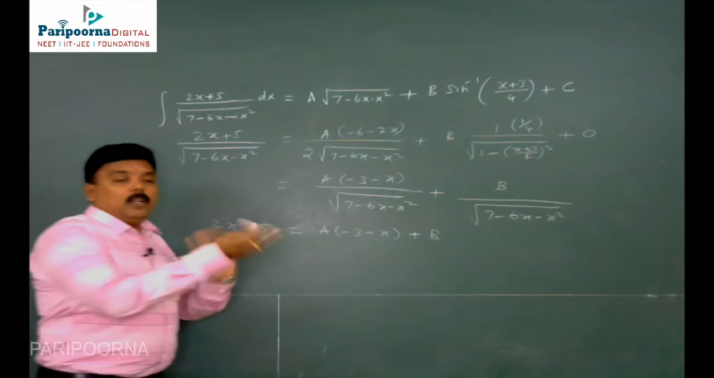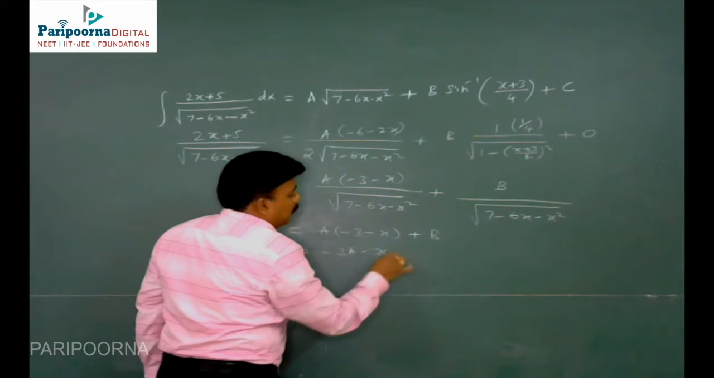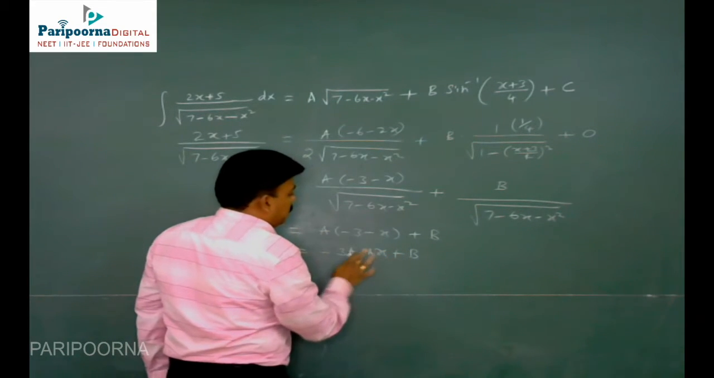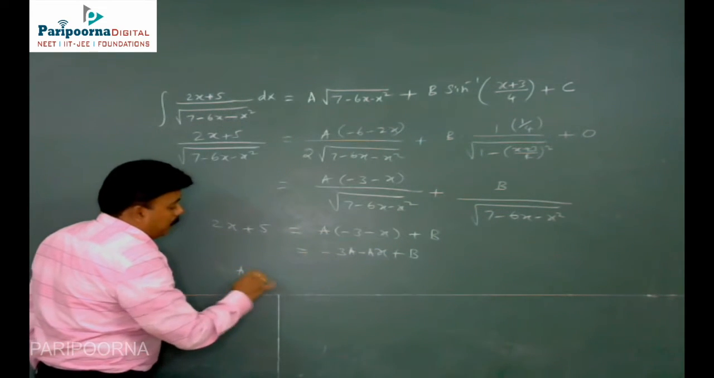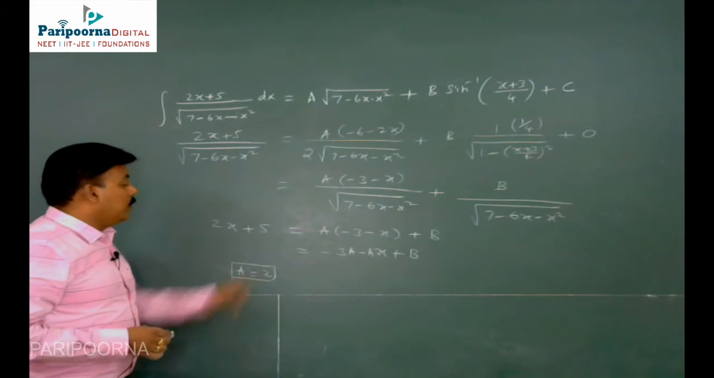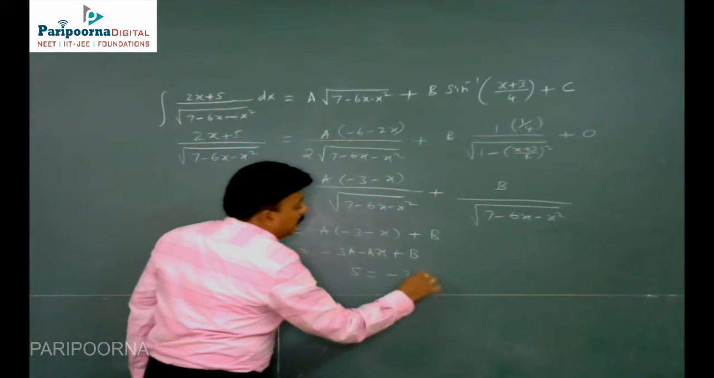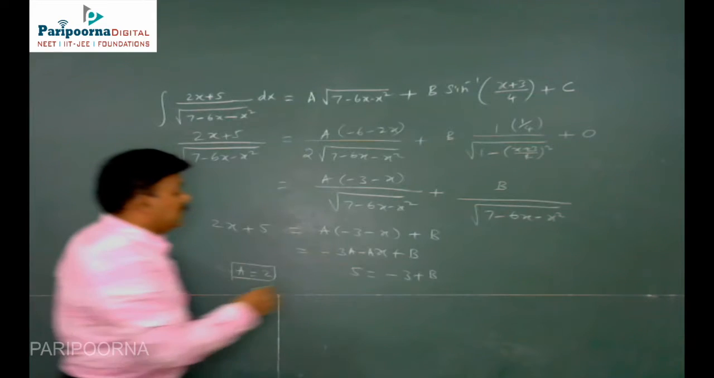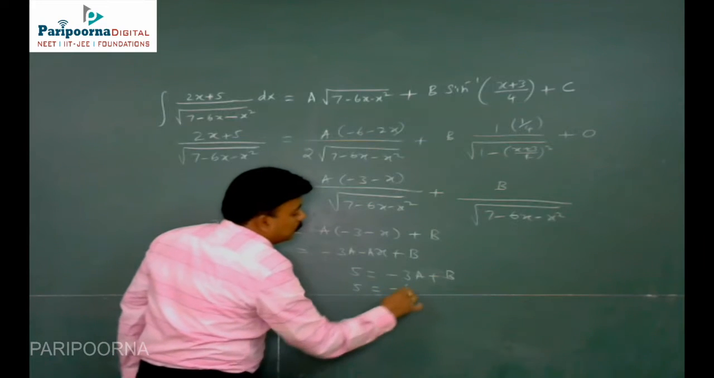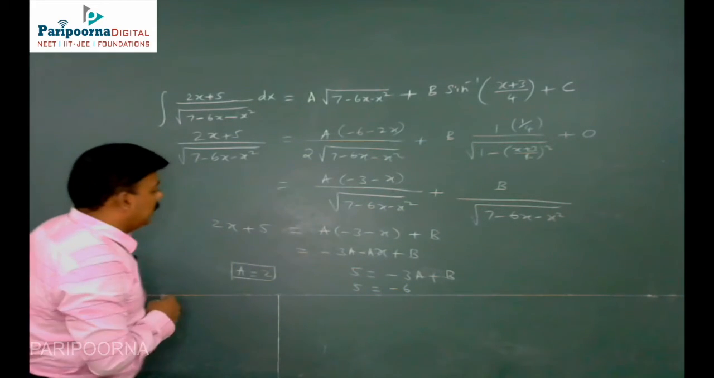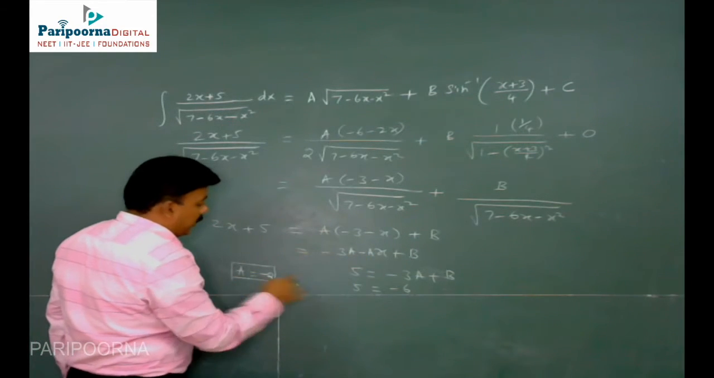Now this is a simple comparison of expressions. So minus 3a minus ax plus b. Now you compare the coefficient of x. If you take the coefficient of x, 2 equals minus a, so a equals minus 2. Likewise, you compare the constant terms. 5 is the constant on the left. On the right hand side we have minus 3a plus b, and then you substitute the value of a here.